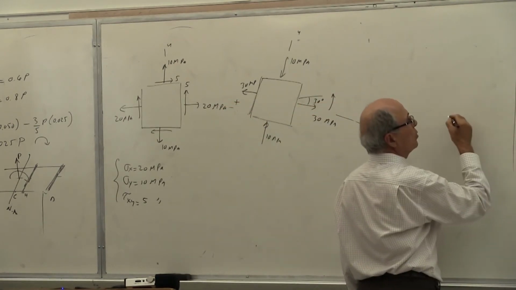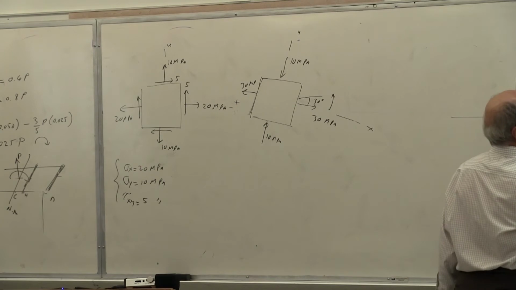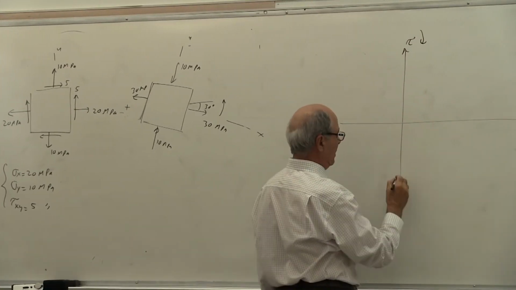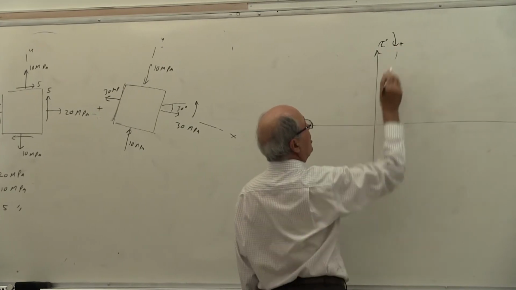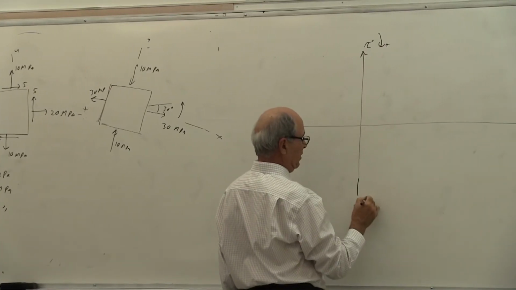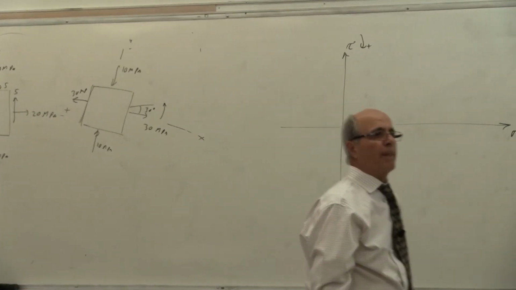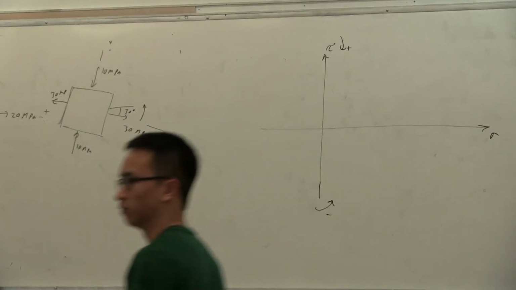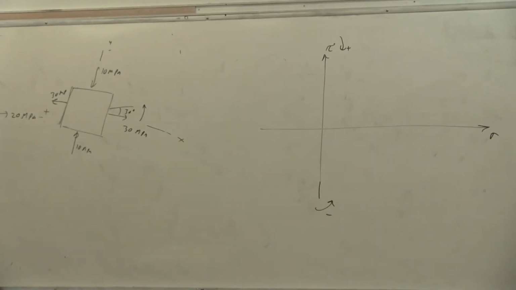So if I want to do the Mohr circle for that one, this is sigma, and this is tau, and that's the arrow. Remember? This direction we call positive, and this direction we call negative. Correct? Is that correct or not? Yes? All right. Now, how do we do that?